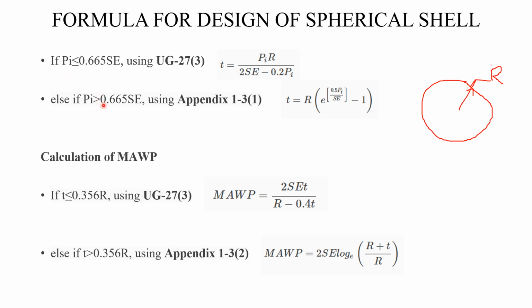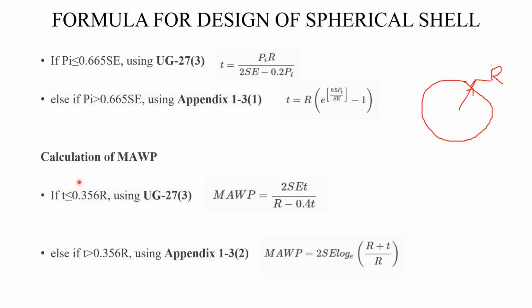That is the formula if we have internal pressure less than this value. If Pi is more than this value, in that case you use Mandatory Appendix 1-3. That is t is equal to internal radius R multiplied by exponential power of 0.5 Pi divided by SE, minus 1. Okay, and then you come back to the MAWP of a spherical shell.